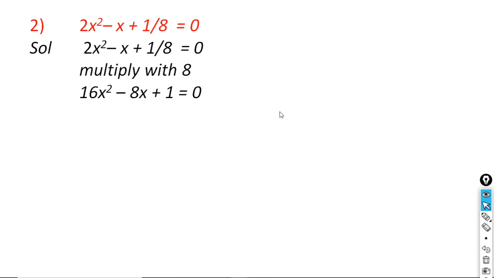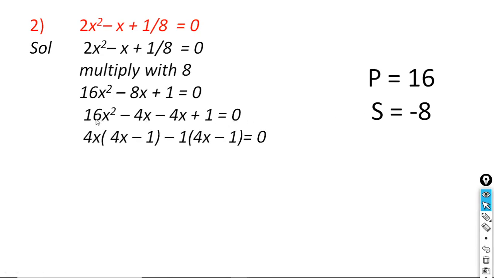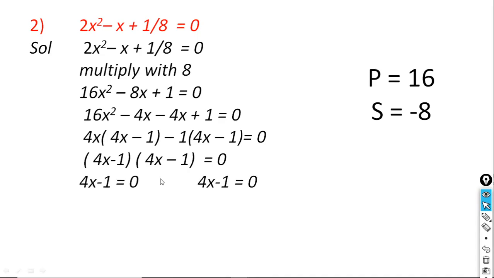The next step is to identify the product and sum. The product of the numbers is 16 and the sum is −8. The possible factor of 16 is 4 into 4, and both will be negative. So −4x − 4x, their product will give you 16 and the sum is −8. Then taking 4x common, we are left with 4x − 1 in the bracket. We get the factors (4x − 1) and (4x − 1). Equating them to 0 one by one, the value of x is 1/4 in each case.